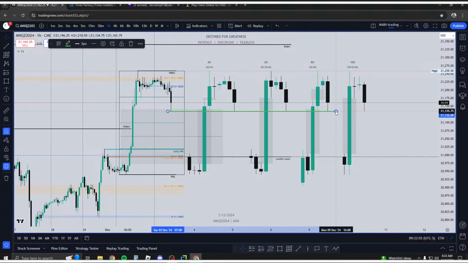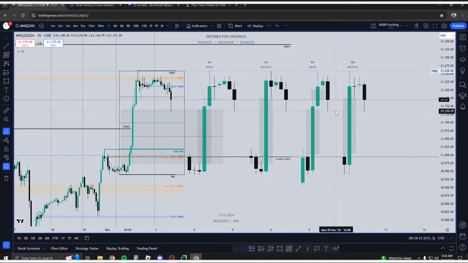But like I said, we still have about 26 more minutes left until we close on the 8-hour candle and the 4-hour candle. So I would just sit on the sidelines for the first 30 minutes and really get a feel of what price wants to do. But as of right now, like I said, the daily objective for me is previous day high.